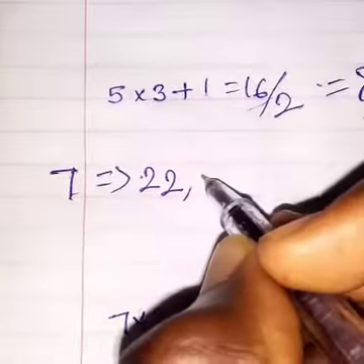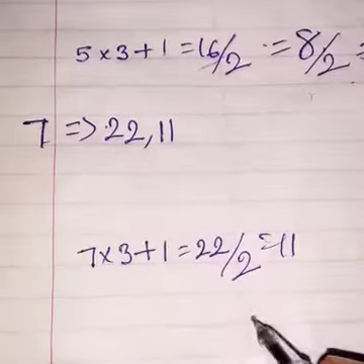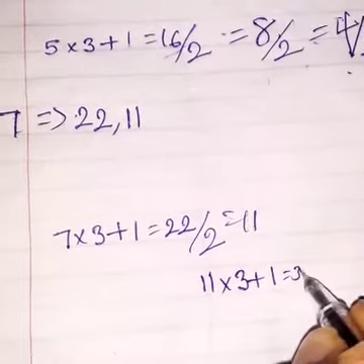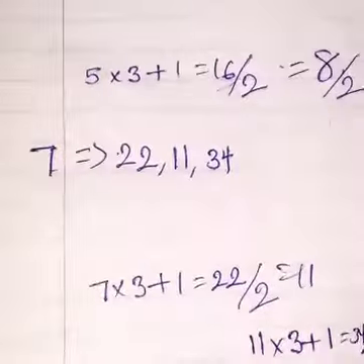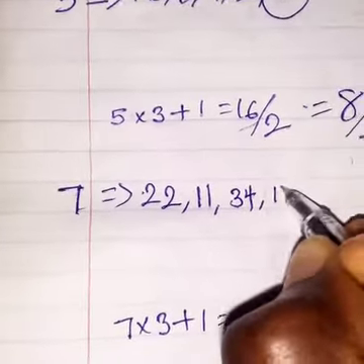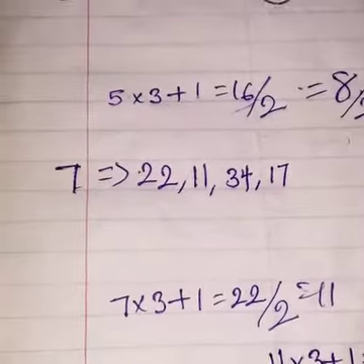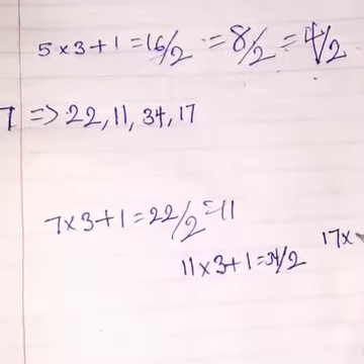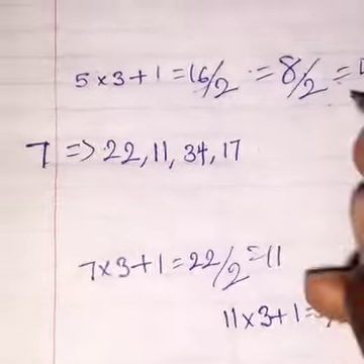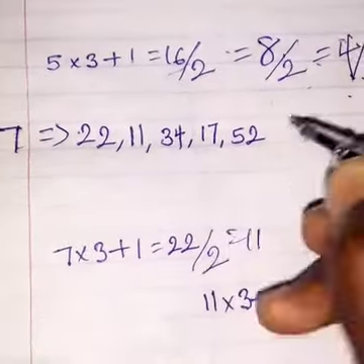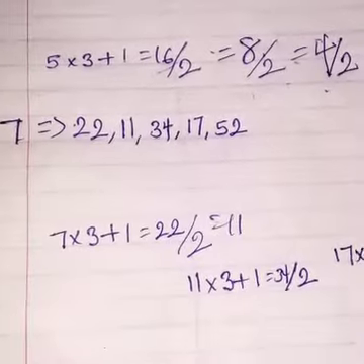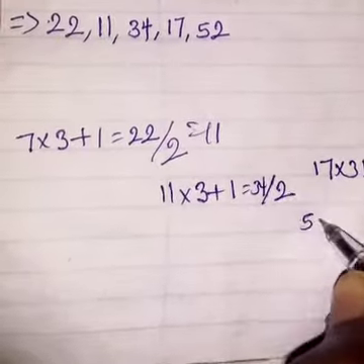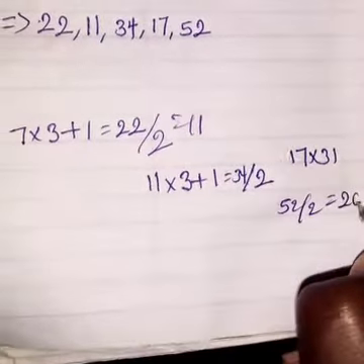So we have 11. 11 is an odd number. So 11 times 3, 33 plus 1, we have 34. Now you divide it by 2. 34 divided by 2 is 17. And 17 is also an odd number. When you multiply it by 3 and you add 1, we have 52. 52 here. So 52 is an even number. So you divide it by 2. And when you divide it by 2, you have 26.